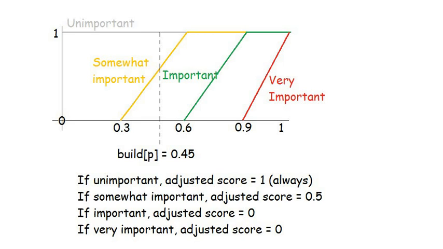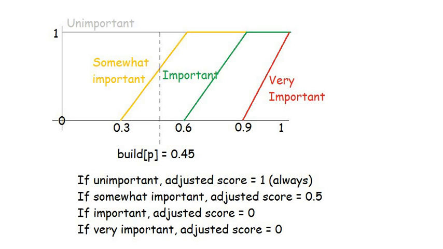If build is somewhat important, then any build value less than 0.3 will give an adjusted score of 0, and any build value above 0.6 gives an adjusted score of 1, with intermediate scores lying between these extremes. For example, if the build value was 0.45, as shown, halfway between 0.3 and 0.6, then the adjusted score will be 0.5.